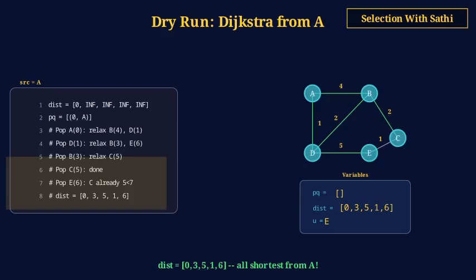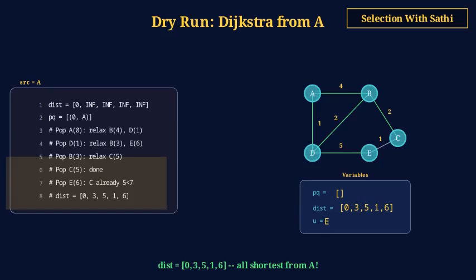Pop node 1 with distance 3. Relax: dist of 3 becomes min of 6 and 3 plus 1 equals 4. Update to 4. Pop node 3 with distance 4.